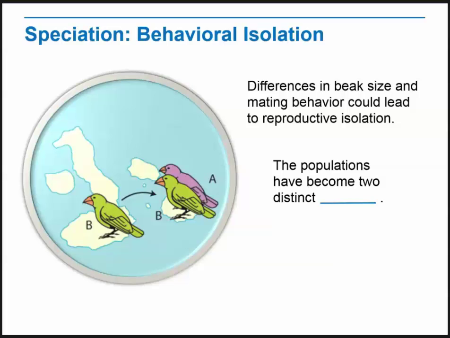Big-beaked birds prefer to mate with other big-beaked birds, and smaller-beaked birds prefer to mate with other smaller-beaked birds. Because the populations on the two islands have evolved differently sized beaks, they would probably not mate with each other. Differences in beak size combined with mating behavior could lead to reproductive isolation. The gene pools of the two bird populations remain isolated, even when individuals live in the same place. The populations are now two distinct species.